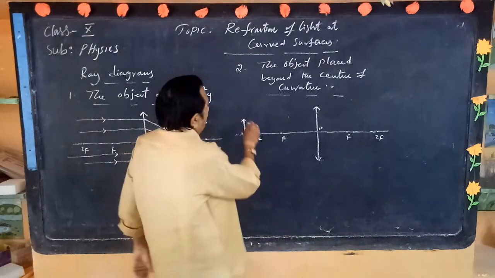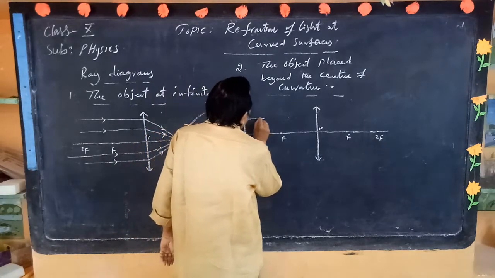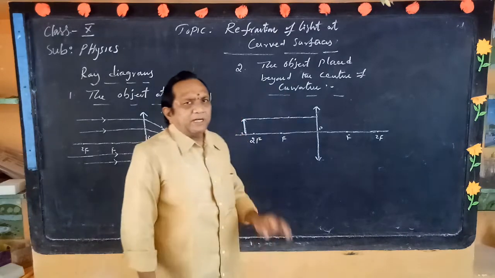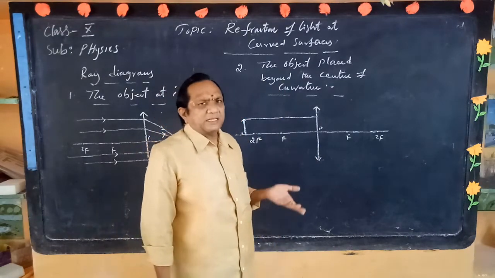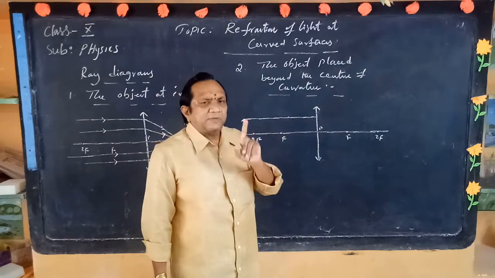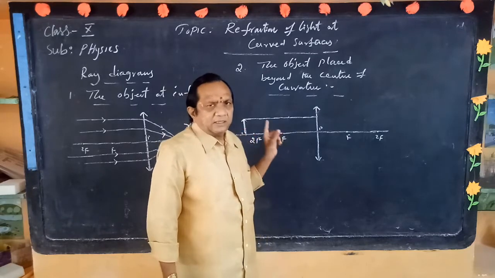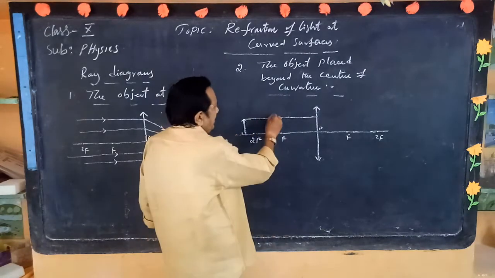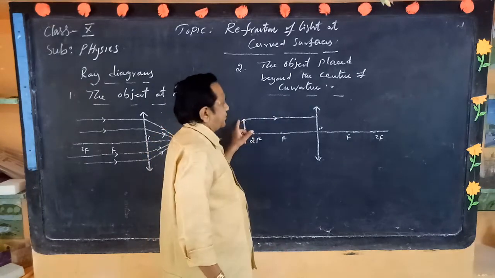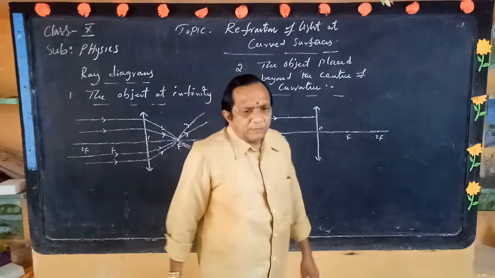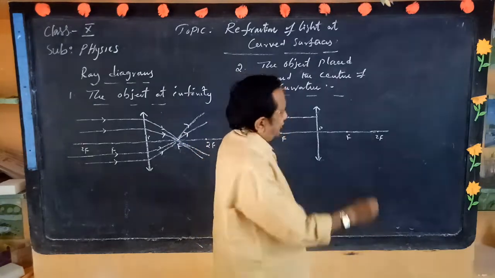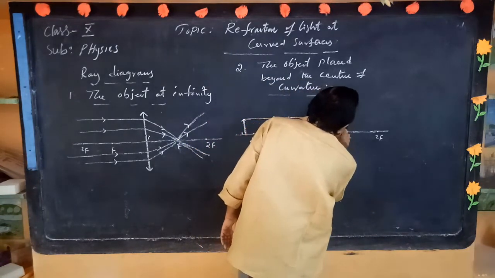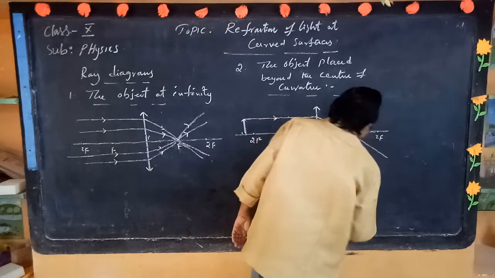Then the first ray is considered. As I told you previously, a minimum of 2 rays is needed, and 3 can also be considered. In this case, we consider a minimum of 2 rays for seeing the image. The first ray touches the lens from the top and passes through the focus. Remember that, it passes through the focus and travels like this.